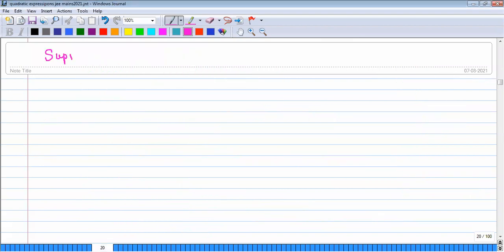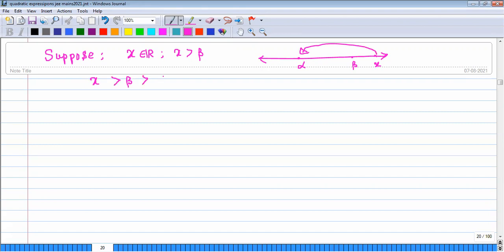Suppose x belongs to real numbers as well as x greater than beta. Take the number line. Alpha, beta are the roots of ax square plus bx plus c equal to 0. X greater than beta means here on the number line x will be here. X obviously greater than beta means x is also greater than alpha. So x is greater than beta and greater than alpha.